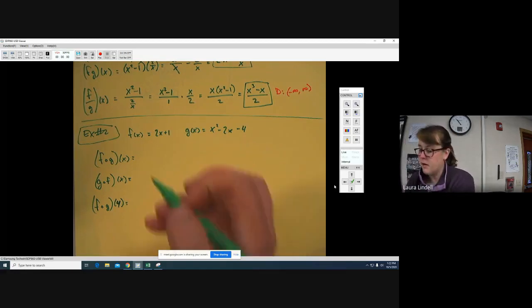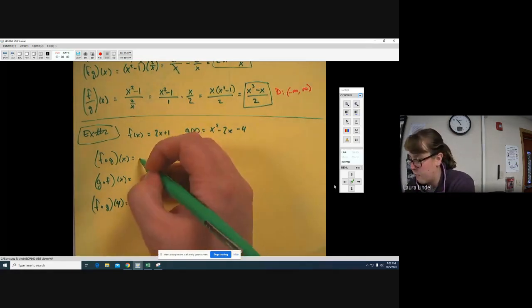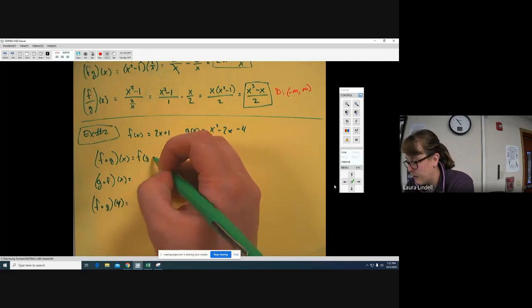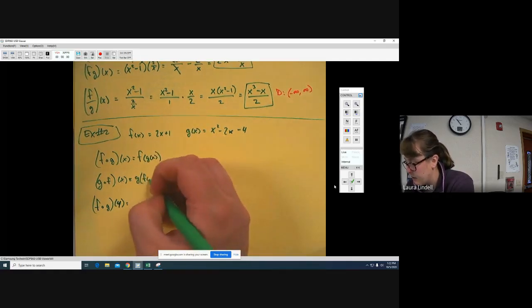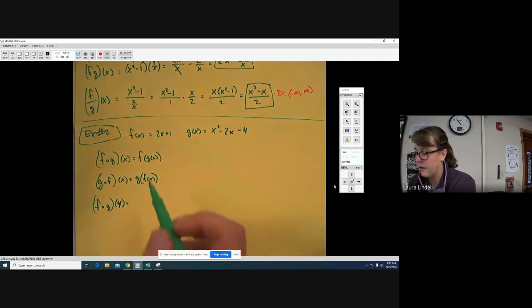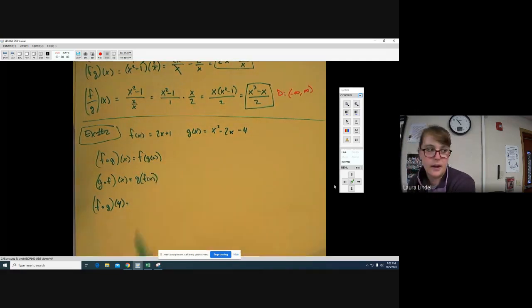So take a moment on your own and try figuring these ones out, remembering that this is just like f of g of x, and this is like g of f of x. So here you're plugging in g, here you're plugging in f. Okay. So take a couple minutes and work on that. When you think you've got it, type done in the chat.